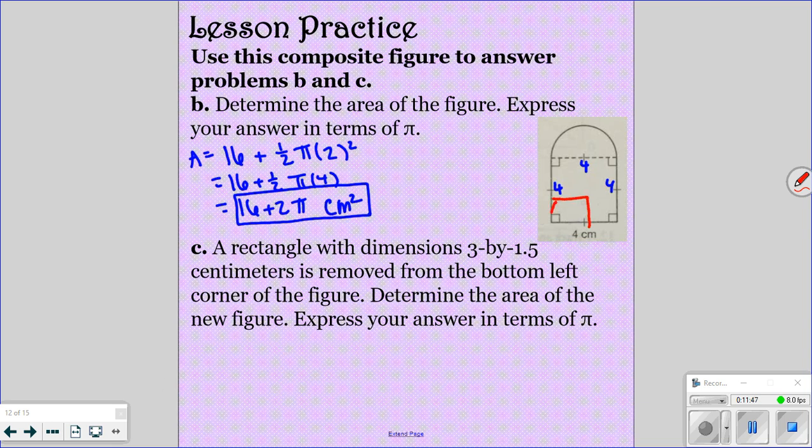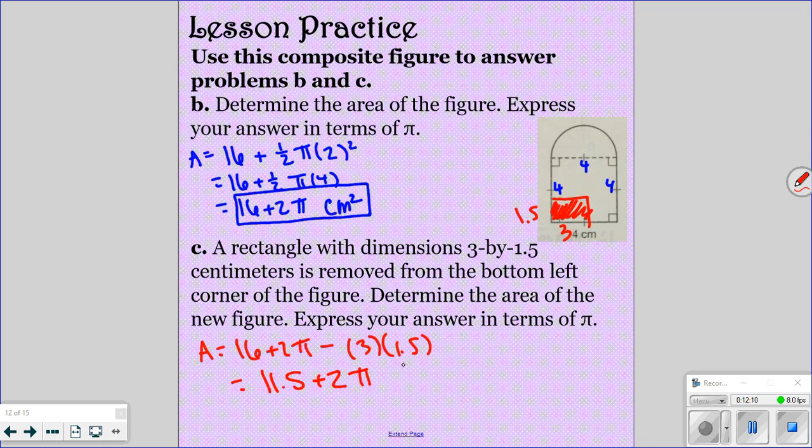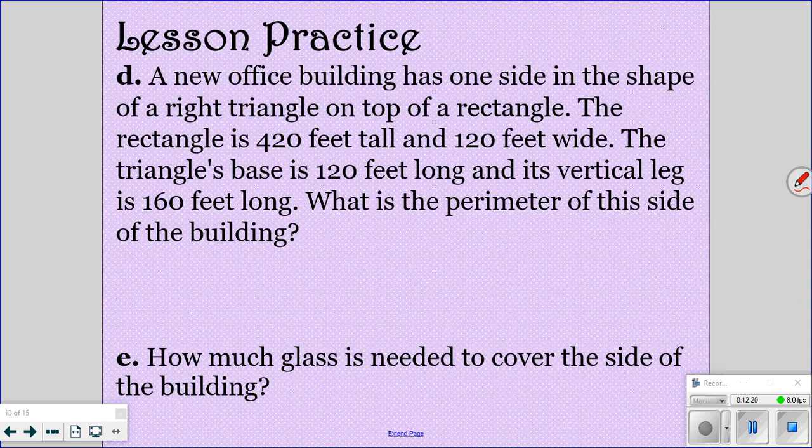Well, basically, you're just going to subtract this area. And it's 3 by 1.5, it says. So we started with 16 plus 2 pi, and then we're going to subtract 3 times 1.5. So if you subtract that, you'll end up with 11.5 plus 2 pi, and then centimeters squared. So that would be the area of that bottom one. Okay, we're going to look at these last 2 practice problems. So y'all pause the video and try these by yourself, and then I'll go over them.